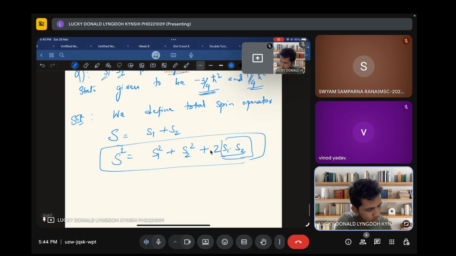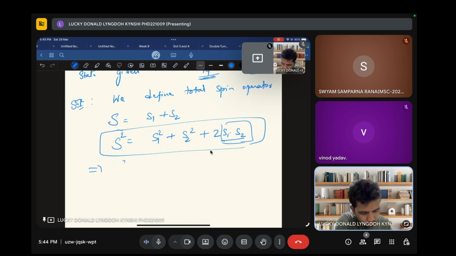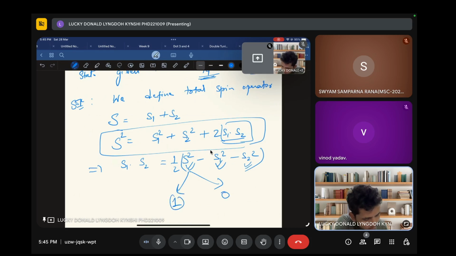Okay, now how do you get S1 dot S2? S1 dot S2 is equal to S square minus S1 square minus S2 square, divided by 2. So if we know the total S square, and if we know S1 square and S2 square, then we know the value of S1 dot S2. And this S square is either 1 or 0, just like we have obtained: 0 means the singlet state, and 1 is your triplet state.